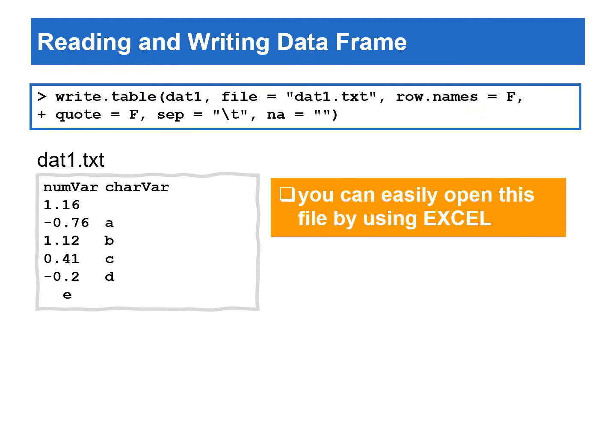Now we change a few options, such as setting both row.names and quote arguments to false, using the tab symbol for the sep argument, and using a string of length 0 to represent missing values. The advantage of creating output in this format type is that we can easily open it by using Excel, and it can be easily imported by using other software.